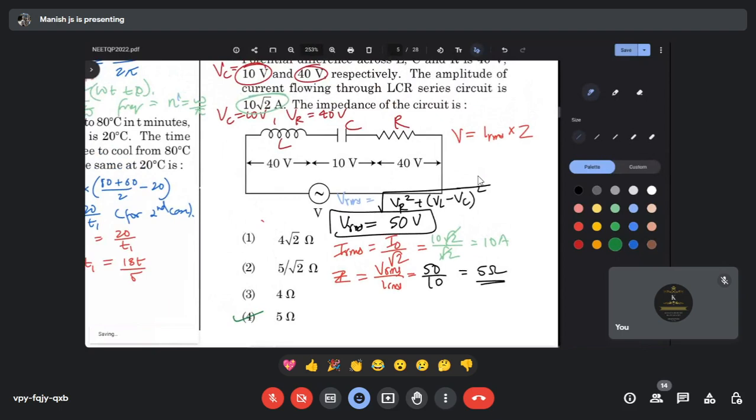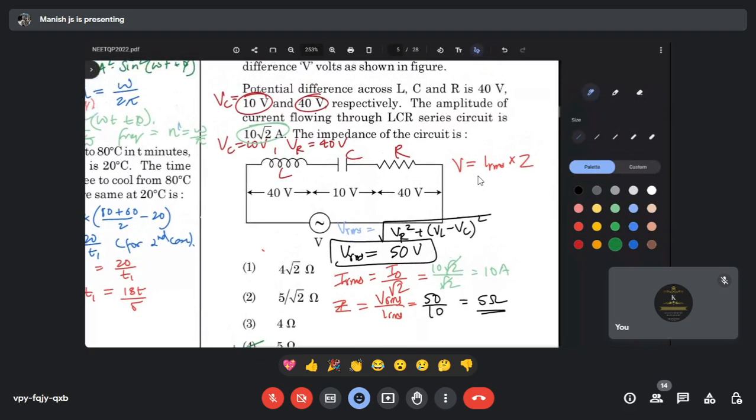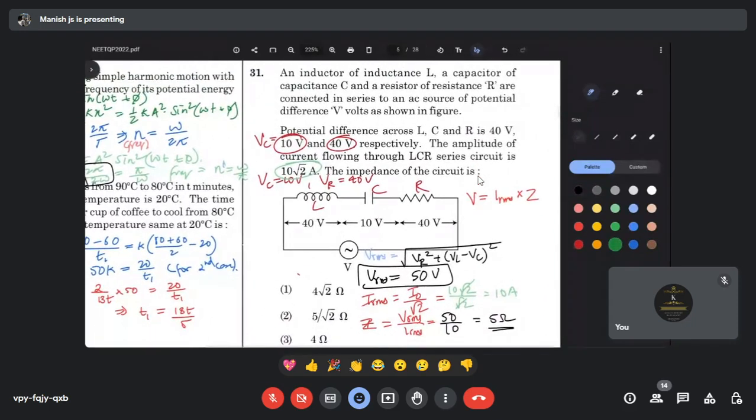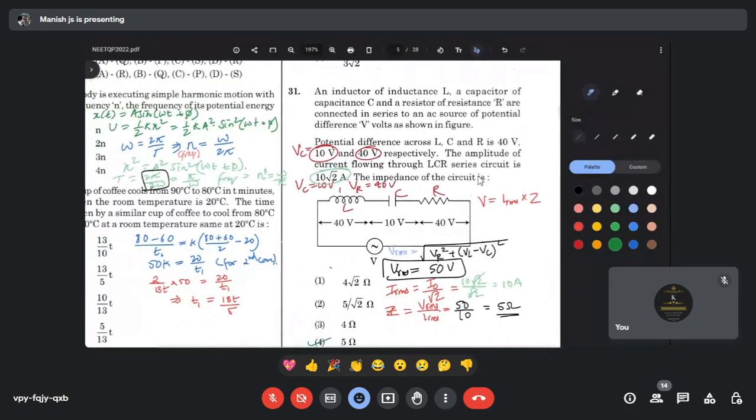Is it clear? So this type of questions you can directly use, not the capacitance and inductive reactance formulas. You have to use this formula, under root of VR square plus VL minus VC the whole square. This formula needs to be used. So based on the nature of the question, you will choose which formula would be a perfect fit. So that is very important. Okay, is this question clear? Yes, sir. Okay, sure. So we'll move on to the next question.